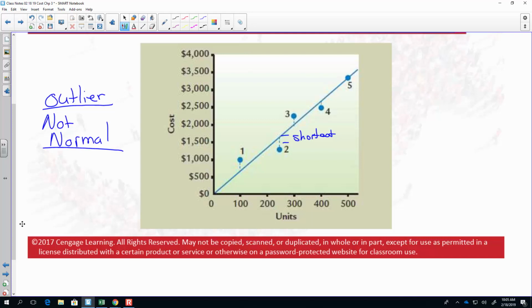Not normal, right? So that is what I need you to know. It's not a normal observation. So should we include it in our computations? And the answer is no, right? Because it's an unusual occurrence. And if we did include it, it would create a formula that is not as accurate, right? It's not a good predictor then of what we're trying to do. So know what an outlier is for the exam.